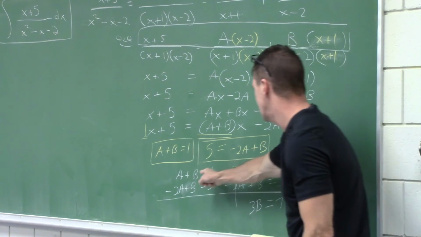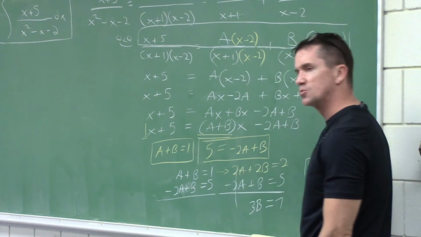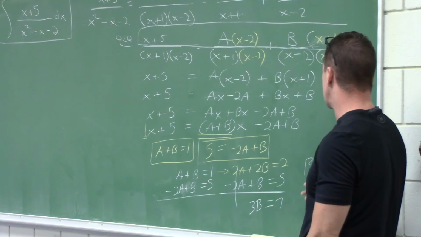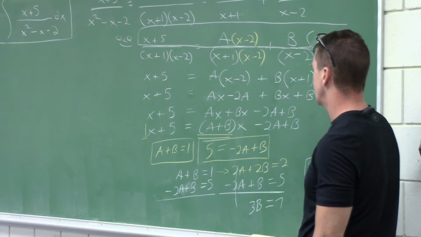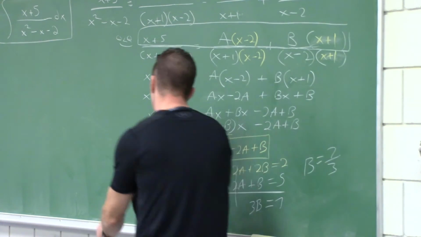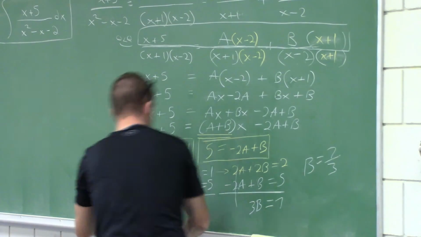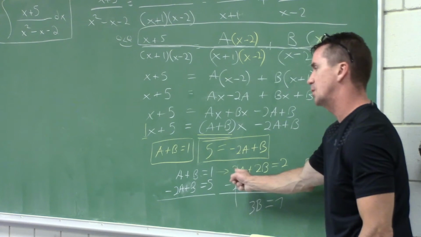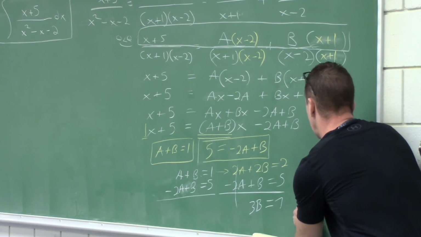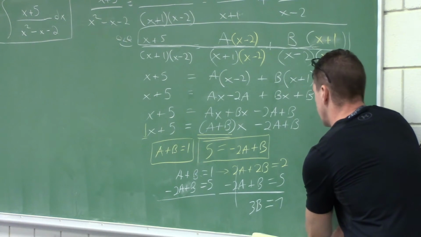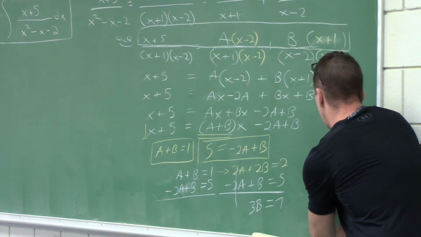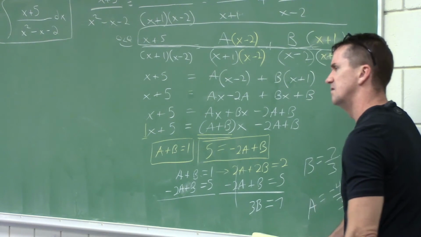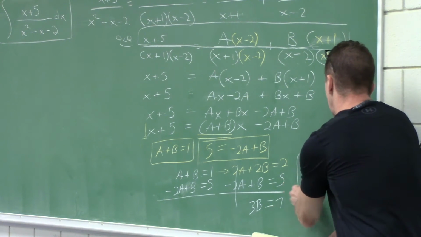7/3. Right there? So if a plus b equals 1, and a plus 7/3 equals 1, what would a be? -4/3. -4/3? Yep. When b equals 7/3, we're saying a plus b must add up to 1, and the a value must be -4/3. You all agree?